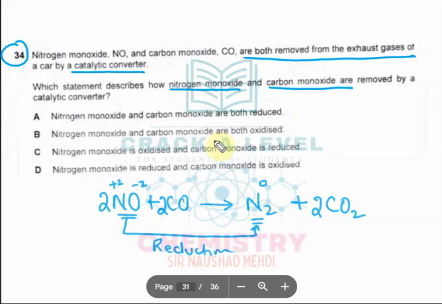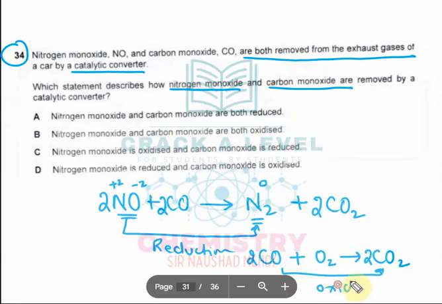Okay. Similarly, if we talk about the carbon monoxide, the carbon monoxide in the catalytic converter gets oxidized. So after getting oxidized, it's converted into carbon dioxide gas. So nitrogen is reduced while the carbon monoxide is oxidized. So this won't be the correct answer. And the option C, it is saying nitrogen monoxide is oxidized, so that is also incorrect, and the nitrogen monoxide is reduced and the carbon monoxide is oxidized, and this would be the correct answer, as we can see in the equations also.